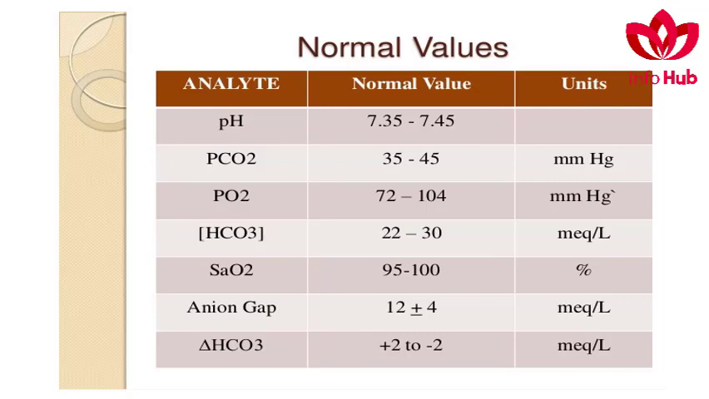Normal values are given in the table. pH should normally be between 7.35 and 7.45, and PCO2 should be 35 to 45. PO2 normally is up to 100. If it is 104, it means that supplemental oxygen is being given. And HCO3 is normally 22 to 26. Just forget this 30. It is 22 to 26, as mentioned in the previous slides. Anion gap is 8 to 16, usually milliequivalent per liter. And base excess usually is from +2 to -2.